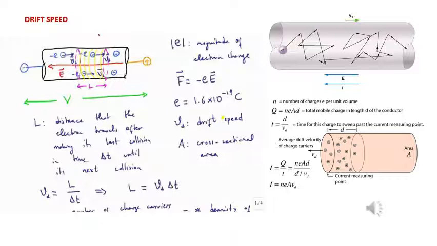And you know, electric current I is equal to Q by t, and Q is nEAd and t is d by vd. So cancelling, I could say I is equal to nEAvd. That's it.